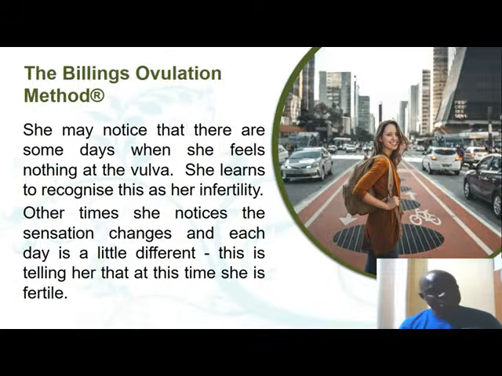She may notice that there are some days when she feels nothing at the vulva, that is dryness. She learns to recognize this as her infertility. Other times, she notices the sensation changes, and each day is a little different. This is telling her that this time she's fertile. There are two descriptions that have been given of the fertile phase and infertile phase.